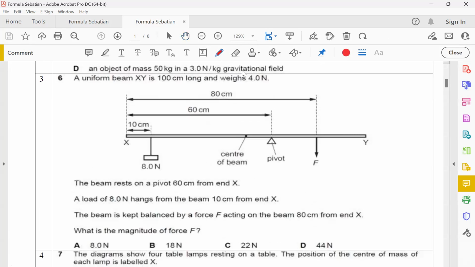Guys, let me show you how to do this question, okay? Please pay attention. It says that this beam here is a uniform ruler of 100 cm long, and weighs 4 newtons. First and foremost, if this thing is 100 cm long and weighs 4 newtons, where should the 4 newtons be acting?